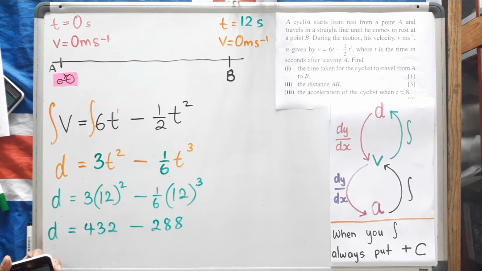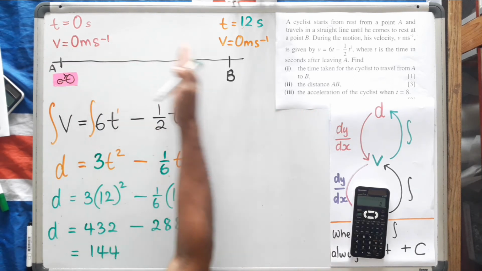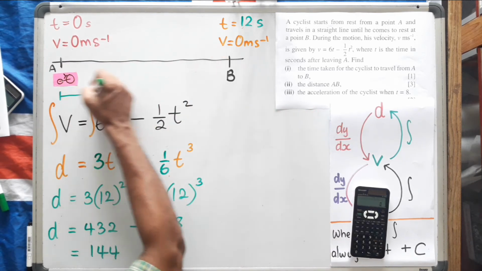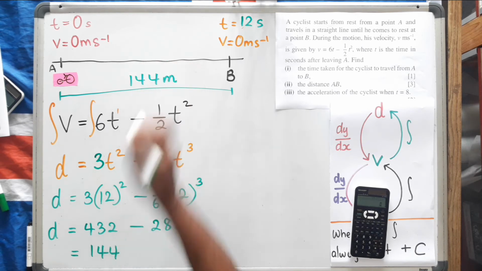Just double checking my answer. Yep. When we work this out, when we minus these two, we are going to get 432 minus 288, 144. So the answer for part 2 is 144. So the distance between A and B is 144 meters.